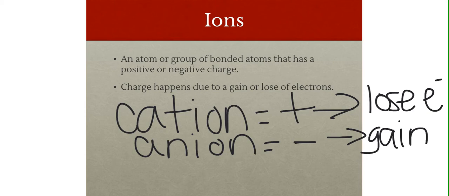When you gain electrons, you now have more electrons, or more negative electrons, than you do positive protons. So that's why the anions have a negative sign.